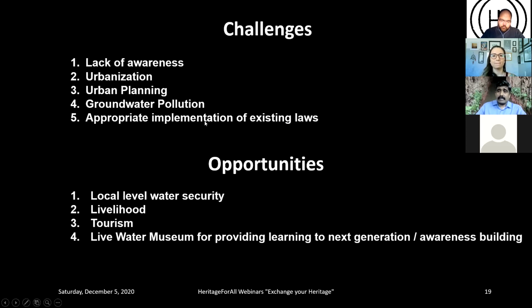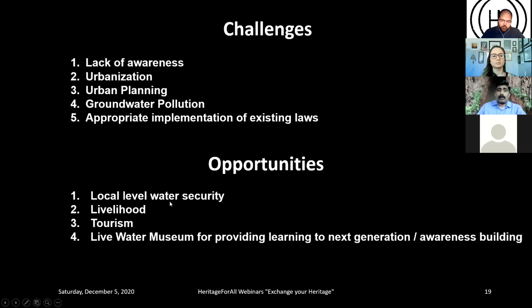Now, there are laws, policies, and heritage zonation related provisions available in master planning. But appropriate implementation of these is required, rather than considering land in an urban area as a commodity for sale. So we need to improve upon it. Unless people own these systems or feel pride about these systems, that is the major conservation challenge. But there are lots of opportunities.